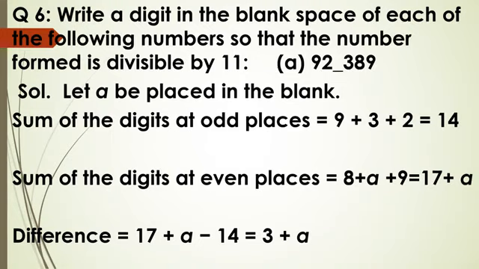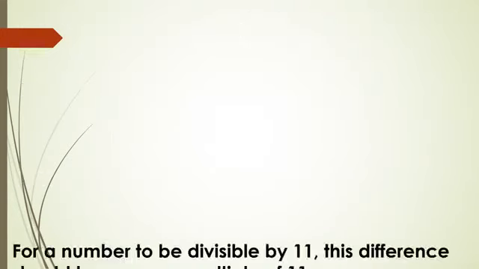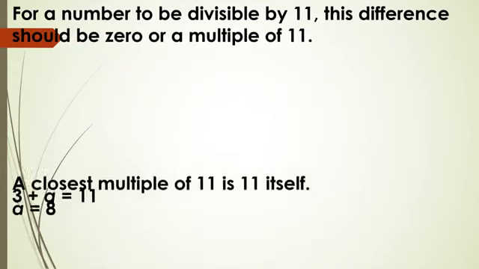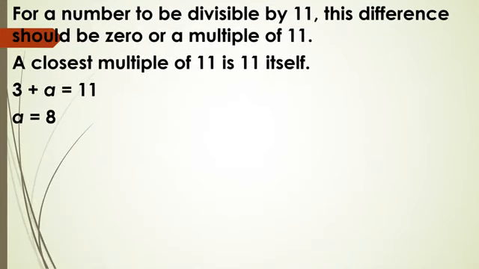Now see, if our number is 3 plus A, what do we write in place of A so that the number is divisible by 11? So that we can get a multiple of 11. 3 plus A must be divisible by 11, na? So what do we write in place of A? In place of A, we are writing 8 because 3 plus 8 is 11 and 11 is divisible by 11. So the required digit is 8.